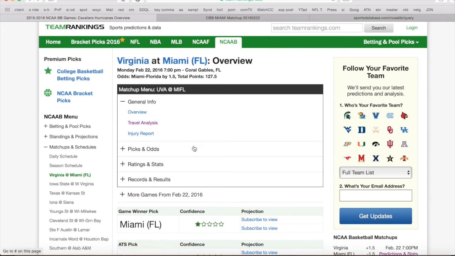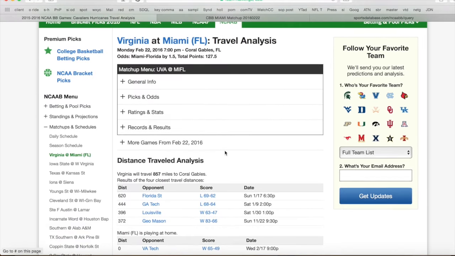But what I really like about this is you can see how far a team has traveled. Now, you can also go to Google and just enter, if you know the cities. It's tough to memorize all the college cities, but if you're doing, for example, NFL, you can say Philadelphia to Los Angeles travel distance, and it will tell you. But if you don't have every single college town memorized, you can also go to the specific game previews and see the travel analysis, and you can see how far a team traveled.